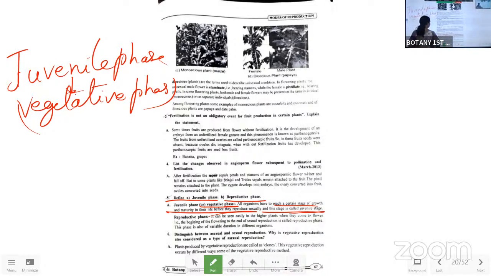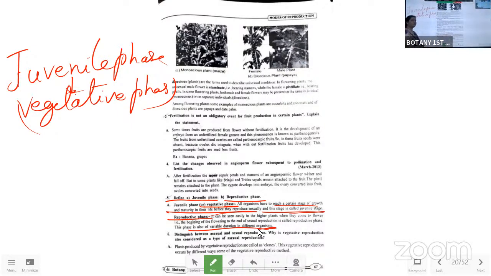Next comes the reproductive phase. Reproductive phase means where the plant body is developing the reproductive organs in them, which will go with the reproduction, that is the sexual reproduction and the asexual type of reproduction. In this, different changes will occur and the duration will be different in different organisms for that reproductive phase.